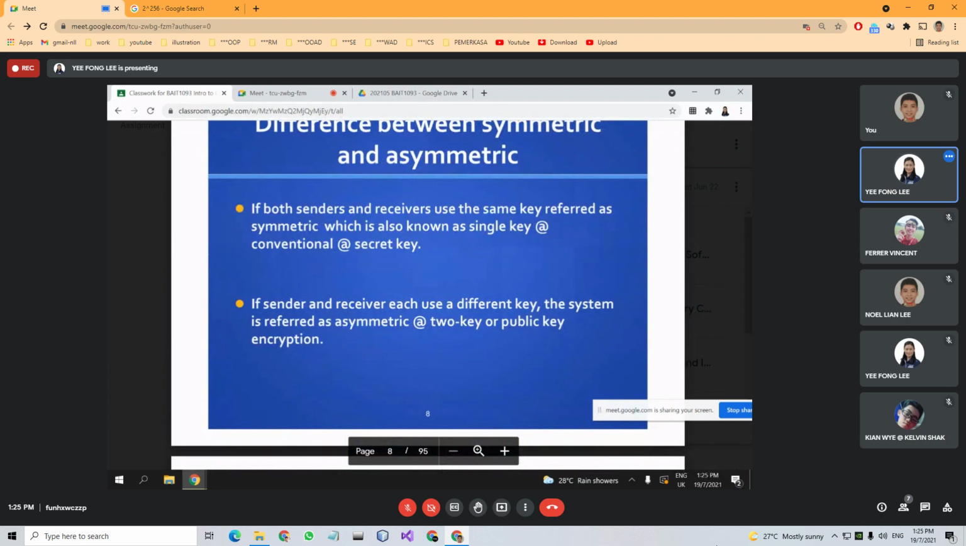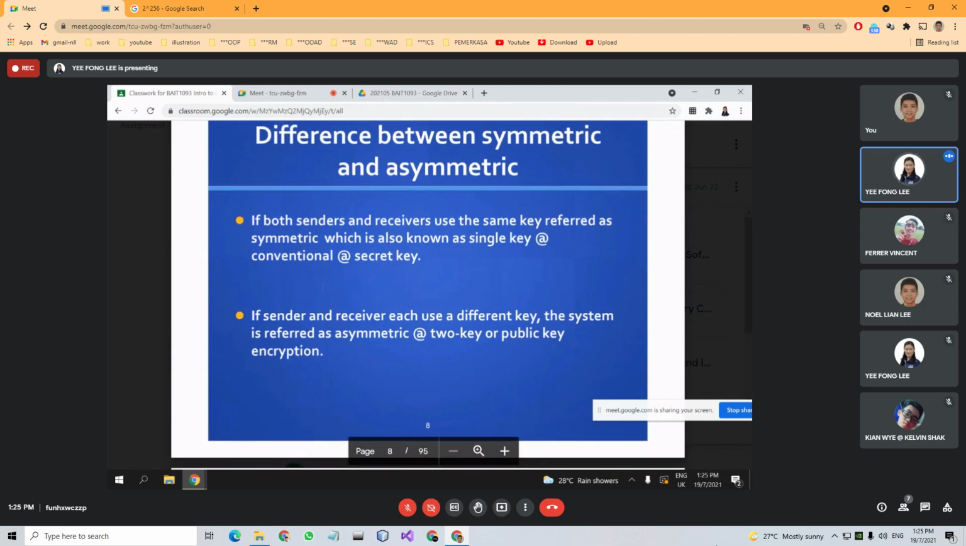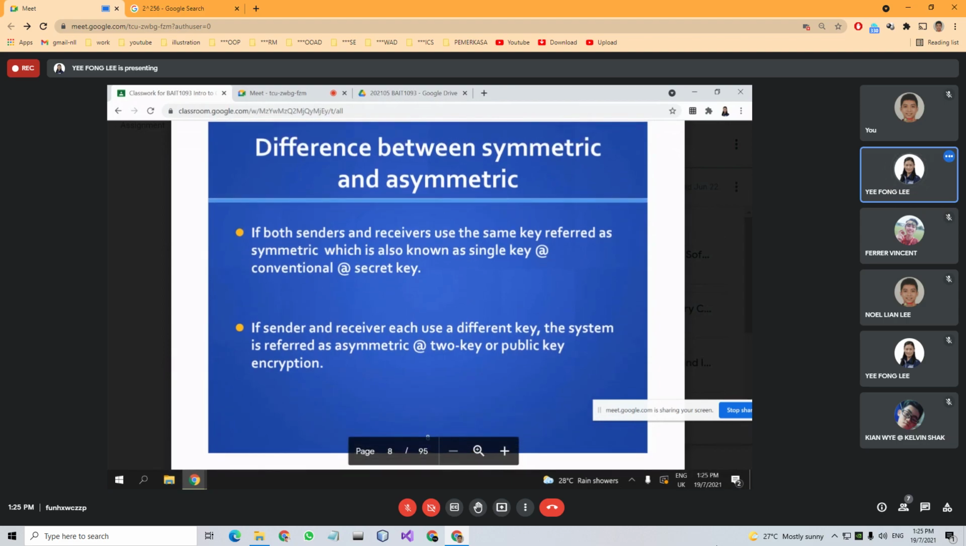Right, we look at the next one here. Difference between symmetric and asymmetric. Okay, take note here. So symmetric here means single key. If you have a highlighter, you use your highlighter. Use a single key, or the same key, for both sender and recipient.